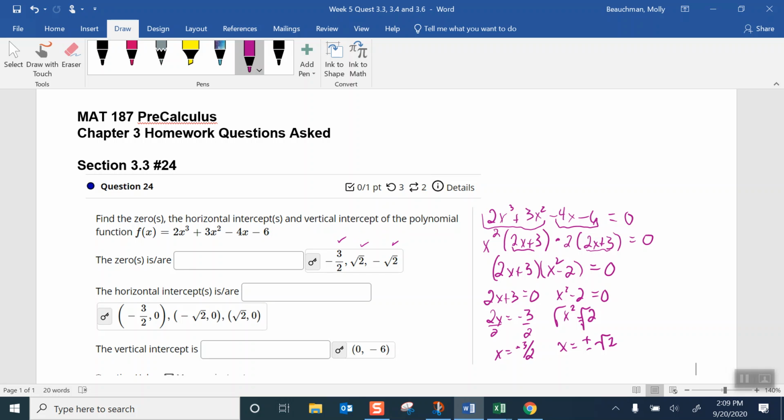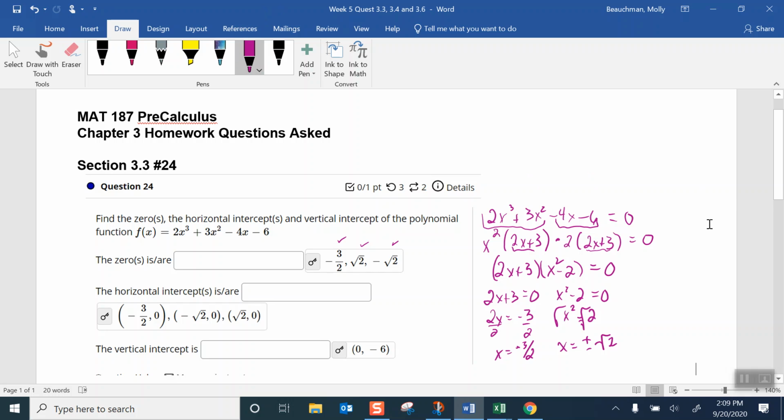The next question asks for the horizontal intercepts. So there's not any more work to be done. It's re-expressing your zeros as coordinates instead of as single values. The horizontal intercepts are the x-intercepts. That's where the y value is 0. So take each of your zeros and rewrite them as coordinates with the y coordinate equal to 0.